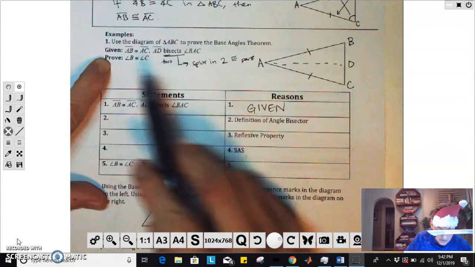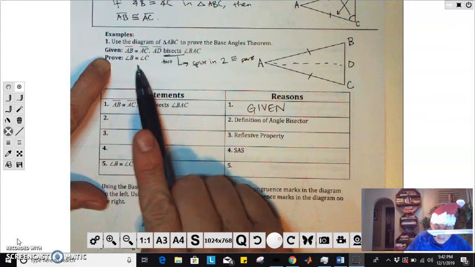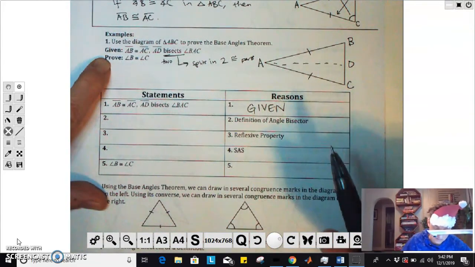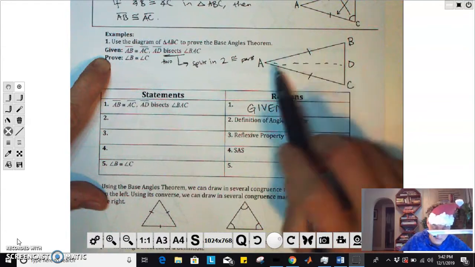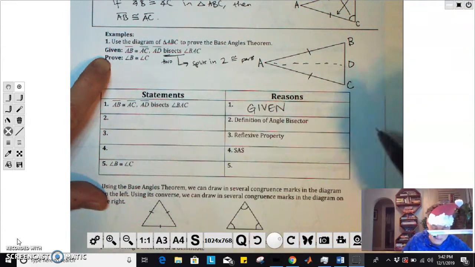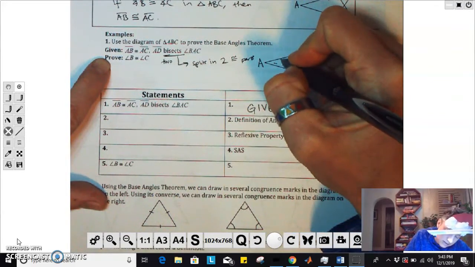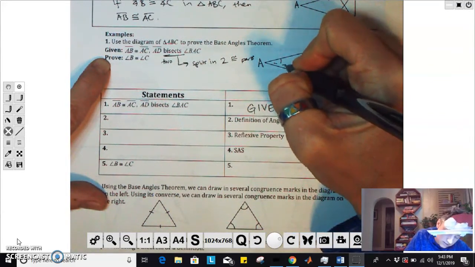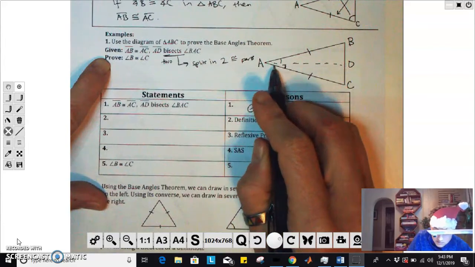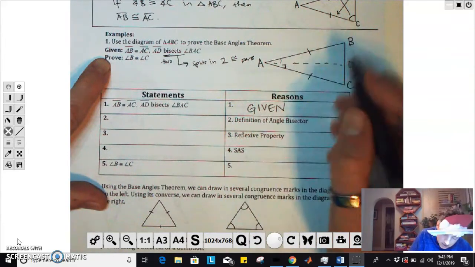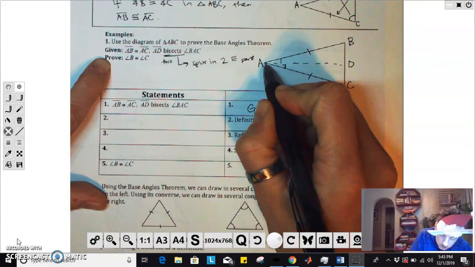What are we trying to prove up here? Well, we're trying to prove that angle B is congruent to angle C. So let's think about this for a hot second. We got these two sides that are congruent. We got this bisected situation happening. What's bisect mean? It splits in two congruent parts. So that's going to mean that this angle right here is congruent to this angle right here. Gosh, I wish that line was totally straight, but it's not. But in our minds it is.